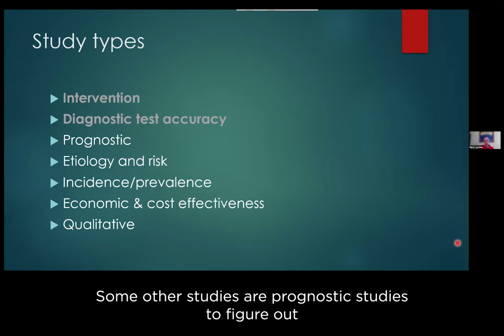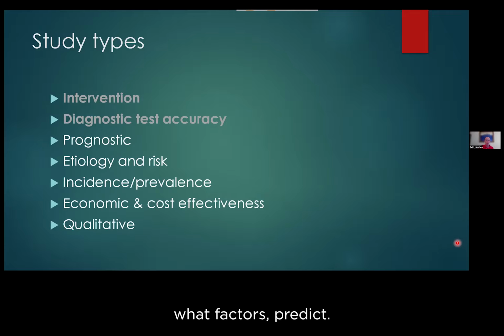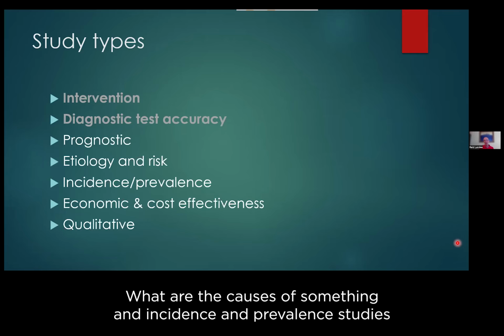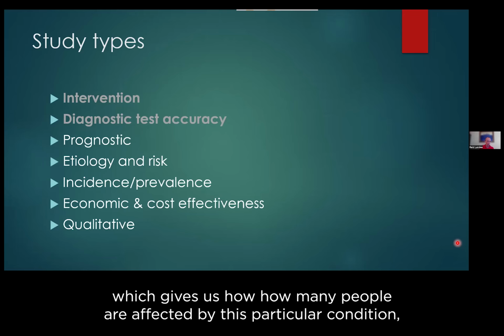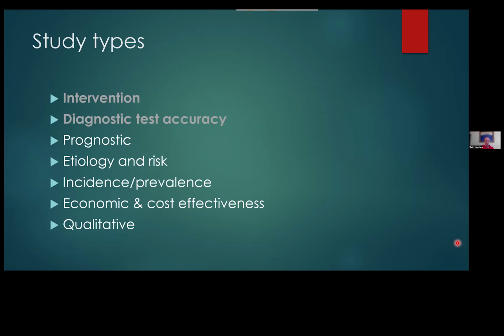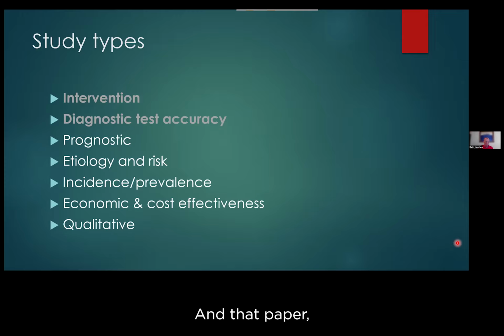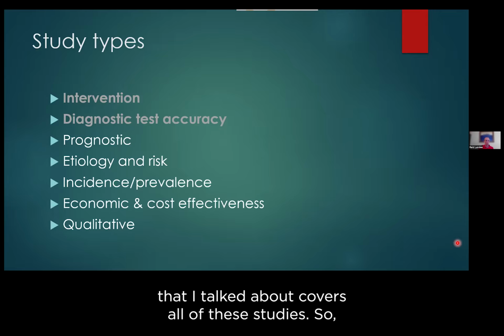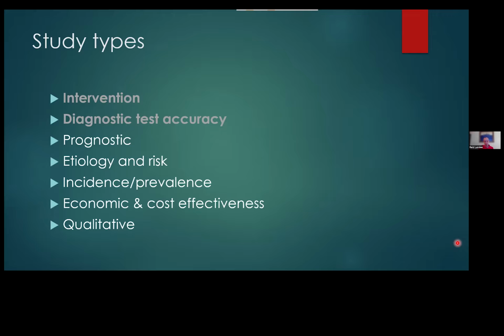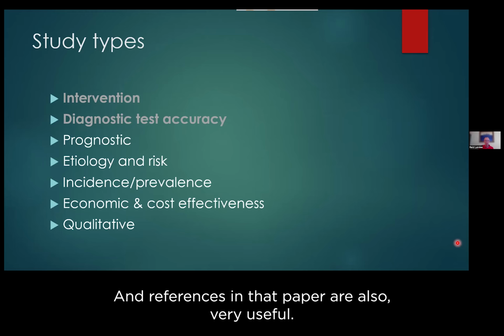Some other studies are prognostic studies, to figure out what factors predict or give some insight into what will happen in the future or when it will happen. Etiology and risk: what are the causes of something. Incidence and prevalence studies, which tell us how many people are affected by a particular condition. Economic and cost effectiveness studies, and then qualitative studies. That paper I talked about covers all of these studies. So if you're interested in these other study types, I'll refer you to that paper, and the references in that paper are also very useful.